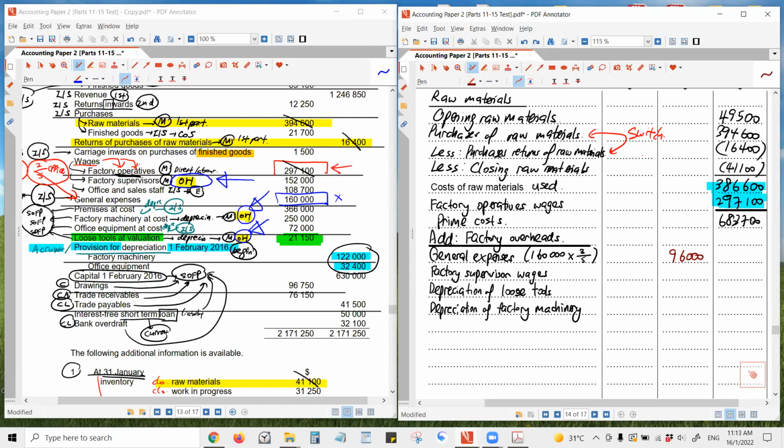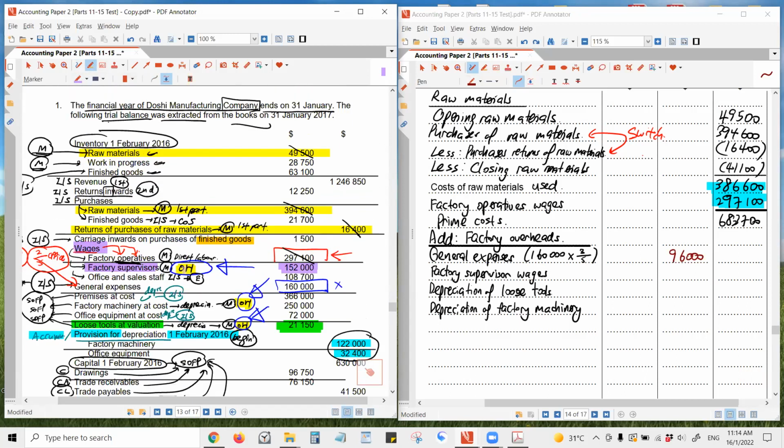Okay, next, you pick up factory supervisor wages. Let me use a different color to show you. It's very crowded. I know the question is very crowded. Factory supervisor wages is here, 152,000, the one in purple. Do you notice or not? This is a trial balance.